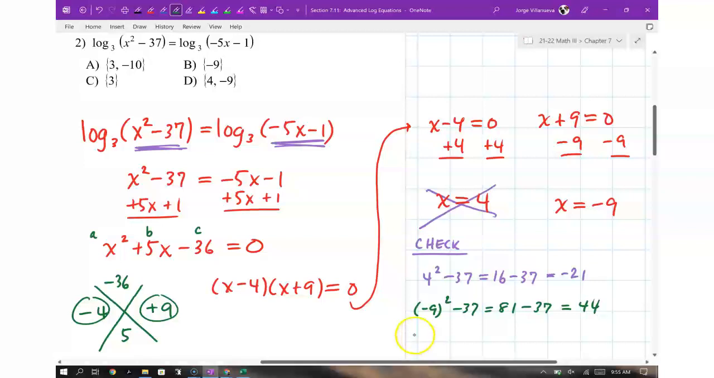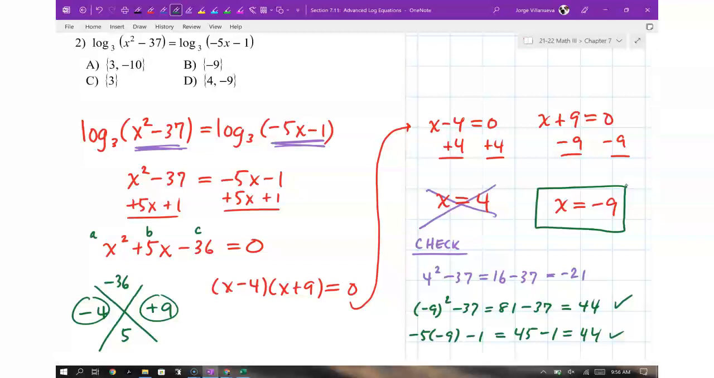So negative 5 times negative 9 minus 1, right? The negative 5x minus 1, that's 45 minus 1, which is 44. They both check out. This is a good answer. Okay, x equals negative 9.